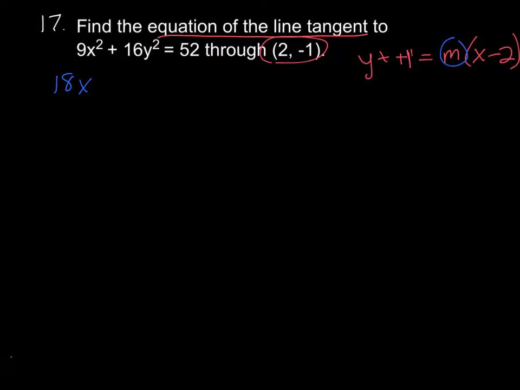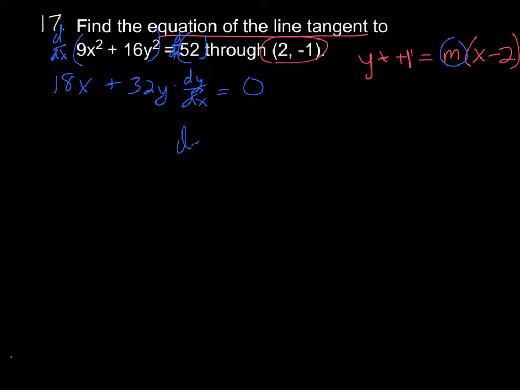So 18x, first term's fine, plus 16 times 2 is 32y, and now here's where I'm going to have to multiply by dy/dx, equals the derivative of 52, and the derivative of a constant is 0. So that's me taking the derivative with respect to x of each side of this equation. And now I'm going to solve for dy/dx, and then eventually evaluate it at (2, negative 1).